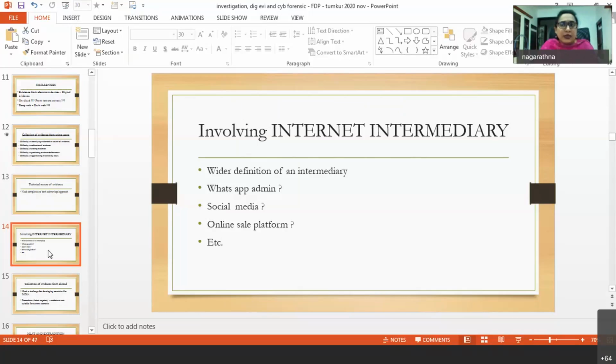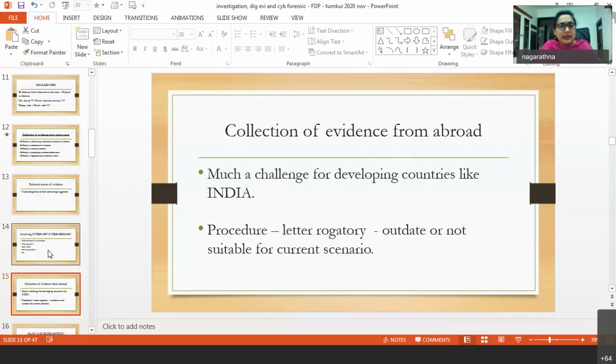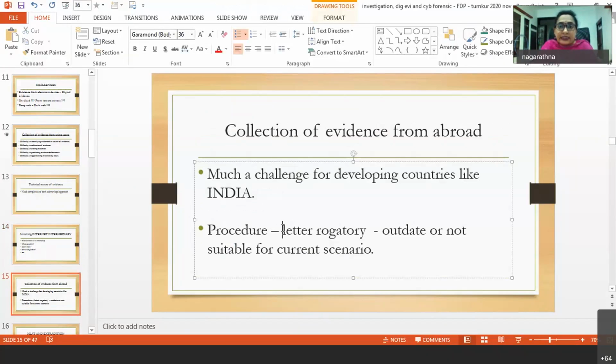Now, this is in addition to the technical difficulties that we have. So therefore, ensure that you produce 65B, ensure that you retain these evidences so that they don't get destroyed. That is anyway the focus of other technical sessions. This entire procedure is called the letter rogatory procedure. It's nothing but the MLAT procedure.